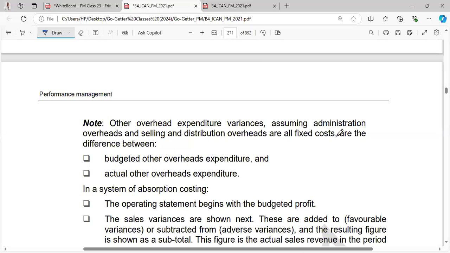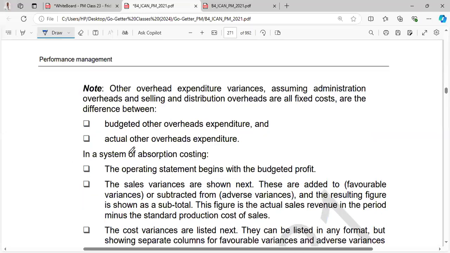Other overhead expenditure variances, assuming administrative expenditure, overhead, sales and distribution overhead are fixed costs. So administrative overhead, selling and distribution, they are all assumed to be fixed costs. They are the differences between budgeted other overheads and actual other overheads.